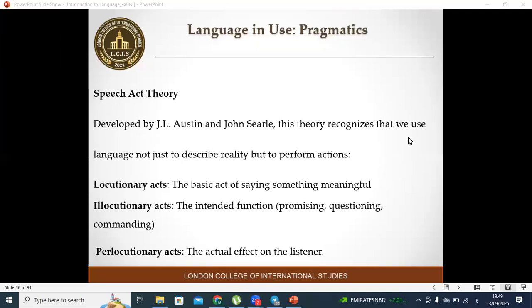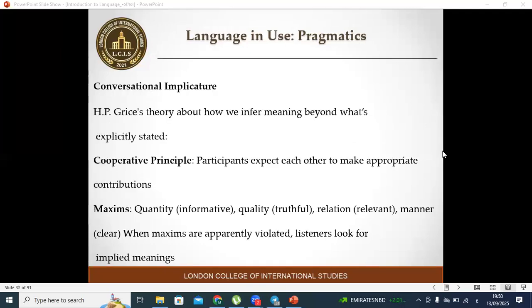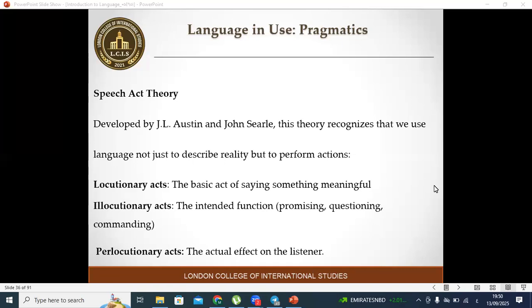Speech act theory, developed by J.L. Austin and John Searle. This theory recognizes that we use language not just to describe reality, but to perform actions. We have three acts. First, locutionary acts, the basic act of saying something meaningful. Illocutionary acts, the intended function: promising, questioning, and commanding. Perlocutionary acts, the actual effects on the listener.